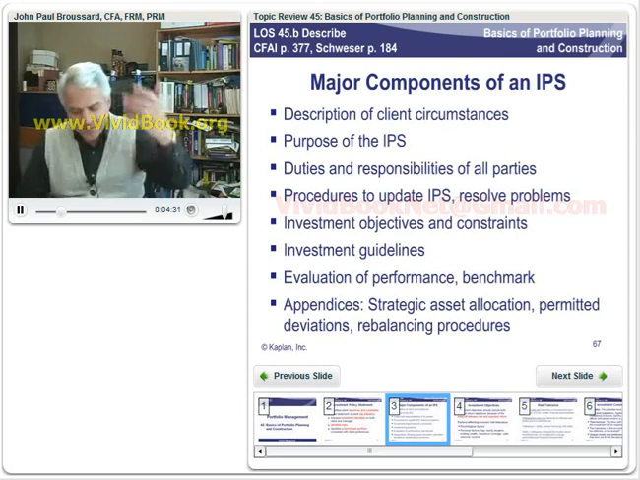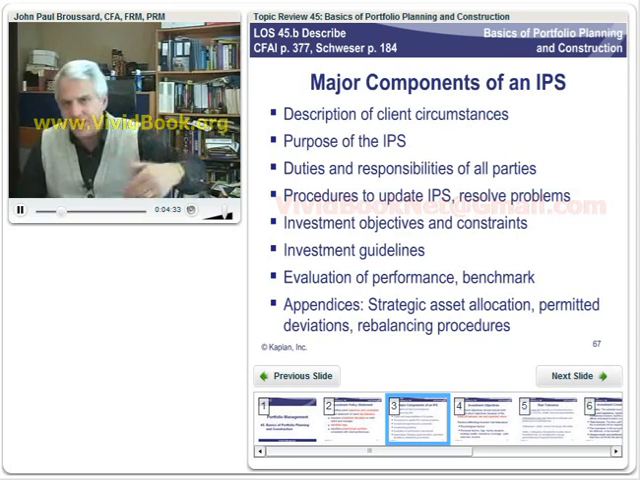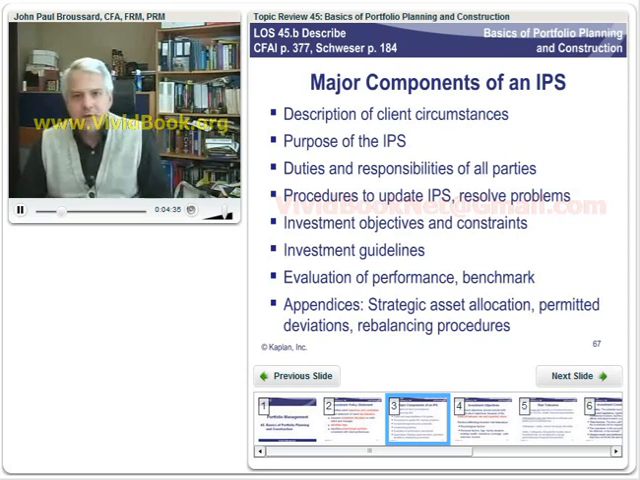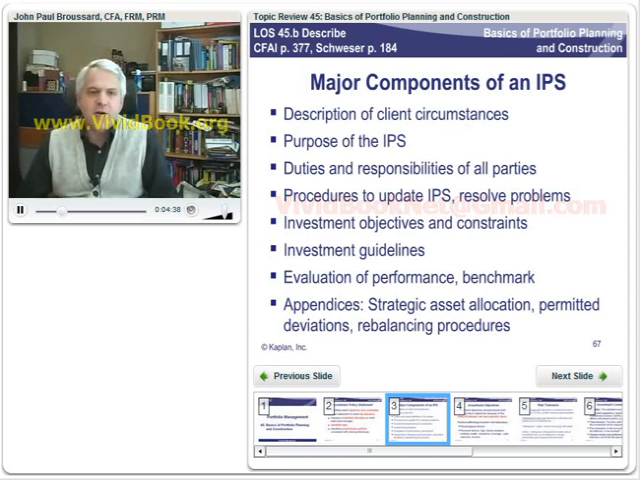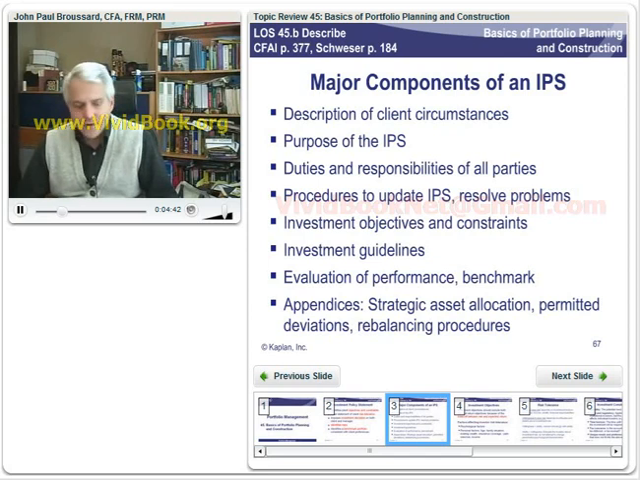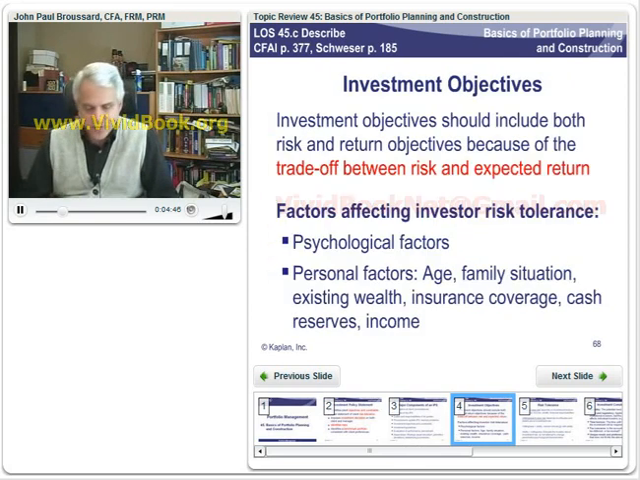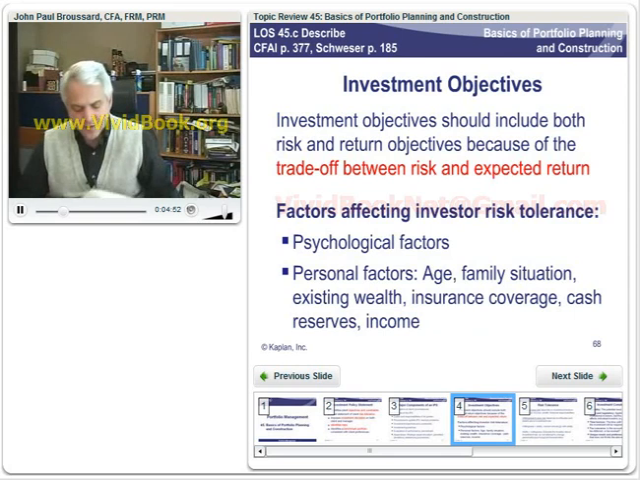And then there should be a bunch of appendices, a bunch of supporting documents that are connected with some of the implementation issues, the hows, the whats, and the whens, issues associated with strategic asset allocation, deviations, and rebalancing issues, which we'll talk about a little bit later.